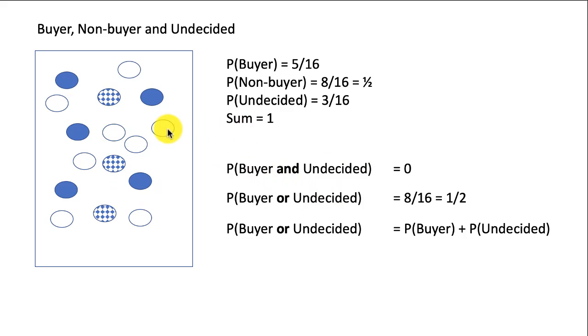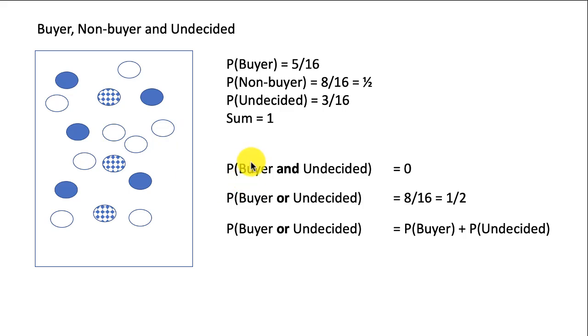For example, here, if you consider the probability of a randomly chosen person being a buyer and an undecided person, that is obviously 0. Because according to our scenario, if a person is one, the person cannot also be the other. If a person is a buyer, then the person cannot be a non-buyer. If a person is undecided, then they cannot be a non-buyer or a buyer. So in that sense, all of these events we are talking about, the buyer, non-buyer, undecided, are mutually exclusive events. If one occurs, then the other cannot occur in this scenario.